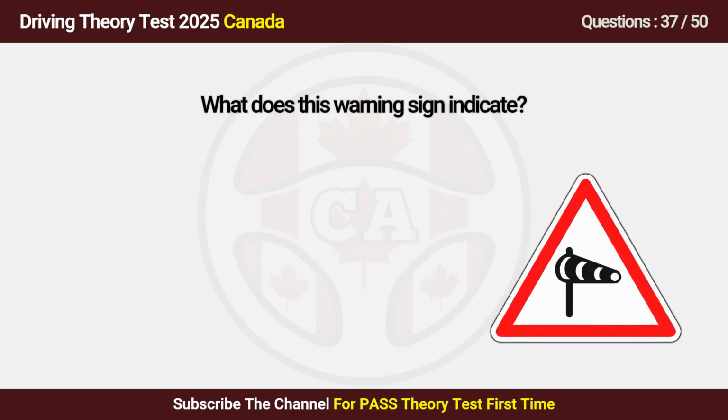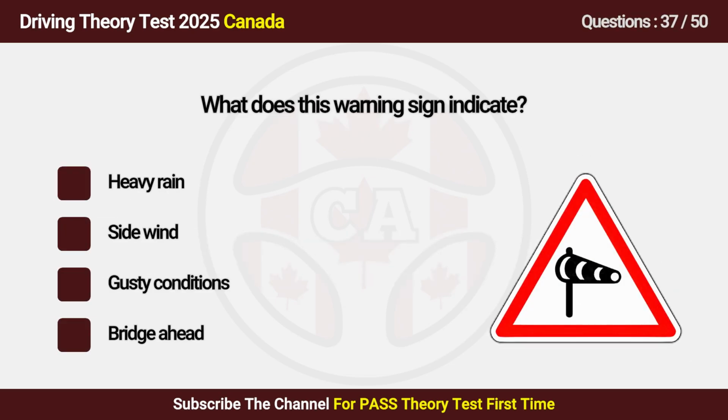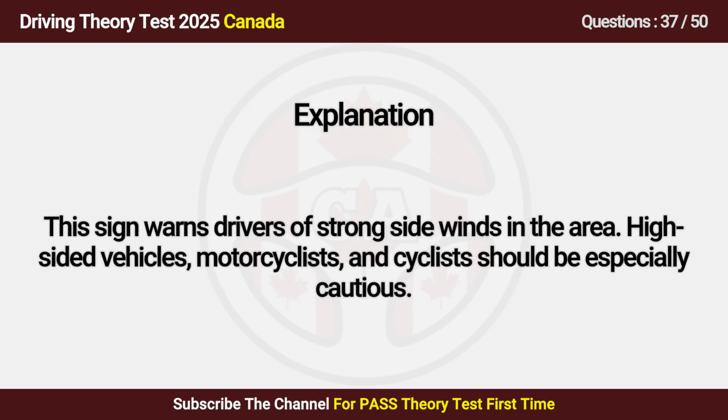Question 37. What does this warning sign indicate? A. Heavy rain. B. Side wind. C. Gusty conditions. D. Bridge ahead. Answer is B, side wind. This sign warns drivers of strong side winds in the area. Vehicles, motorcyclists, and cyclists should be especially cautious.